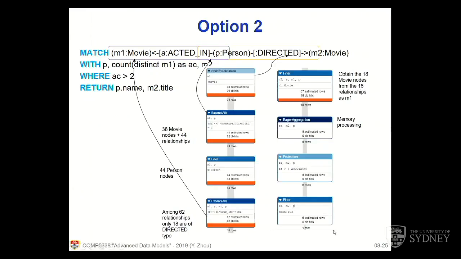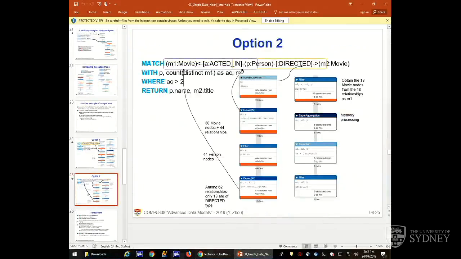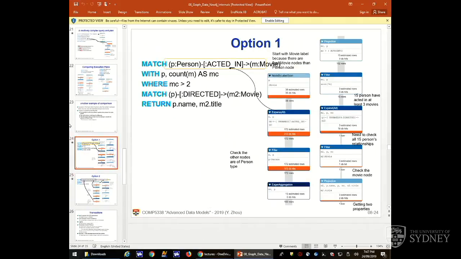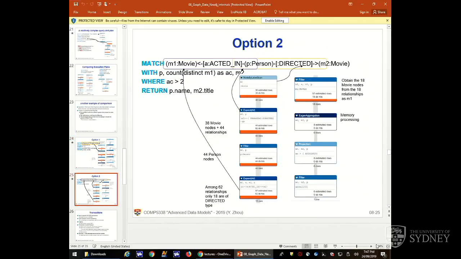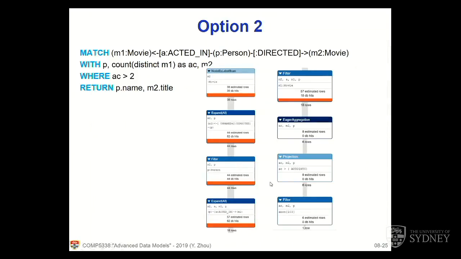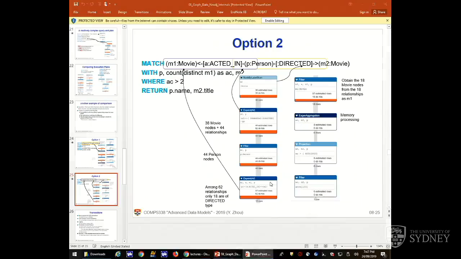So this is compared with the previous one, where we have a lot of nodes, and then after we expand, we got so many rows, and we do much more. We aggregate a lot more data there compared with here. So that's a much better option.